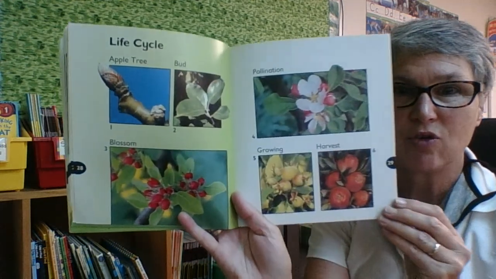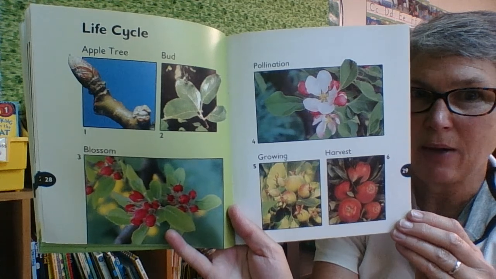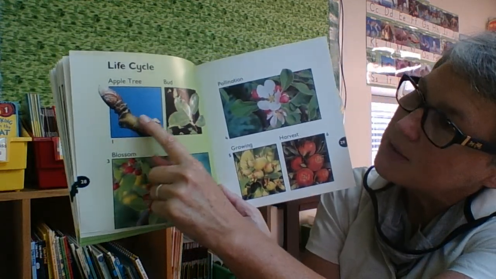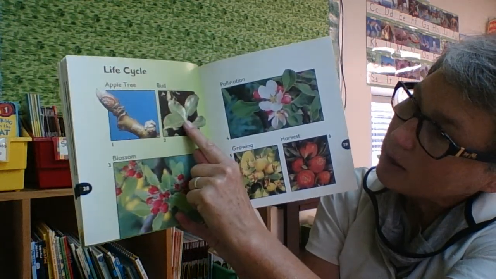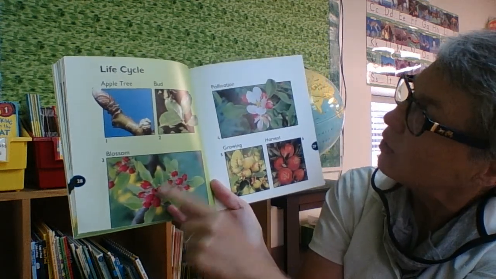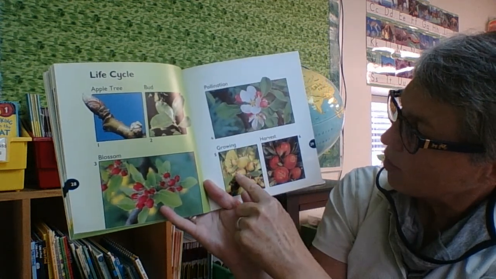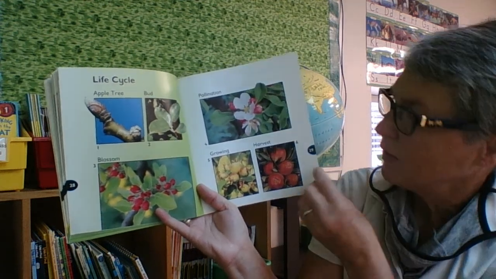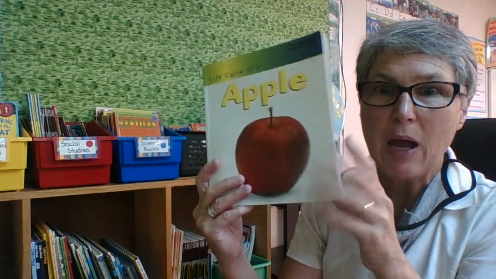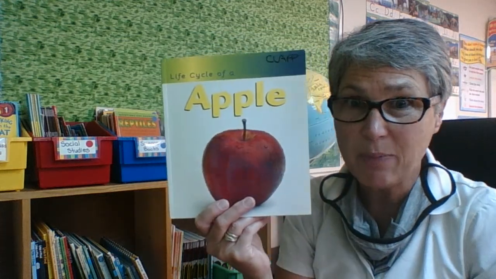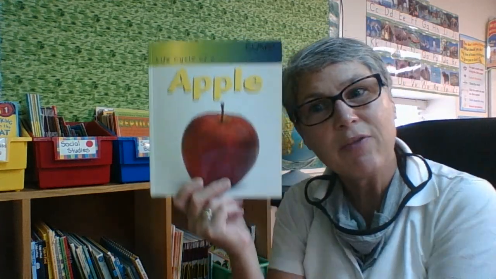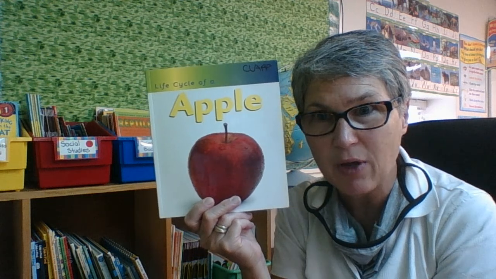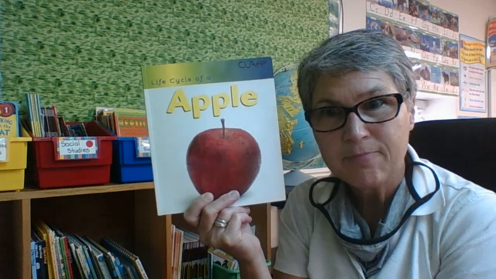And here's a picture of that life cycle we were talking about. Buds, and then our leaves, our blossoms, pollination, growing, and harvest. So now you know about the life cycle of an apple tree. Think about if there are some other life cycles that you know. Have a look, scientists. See if you can figure out where's another life cycle.